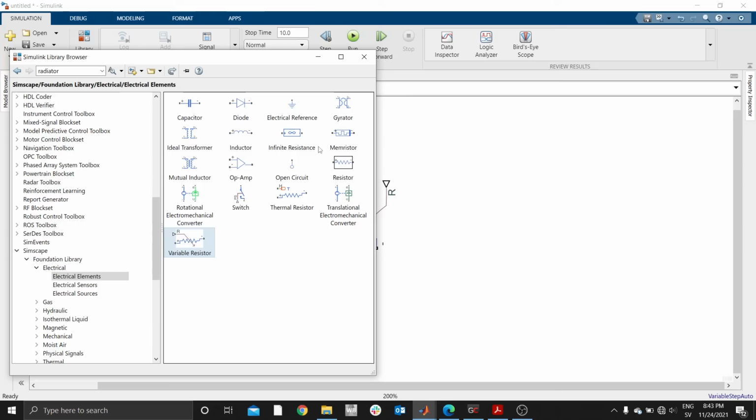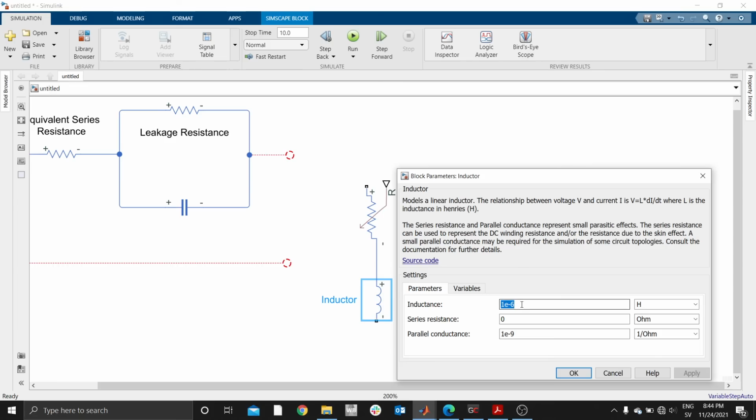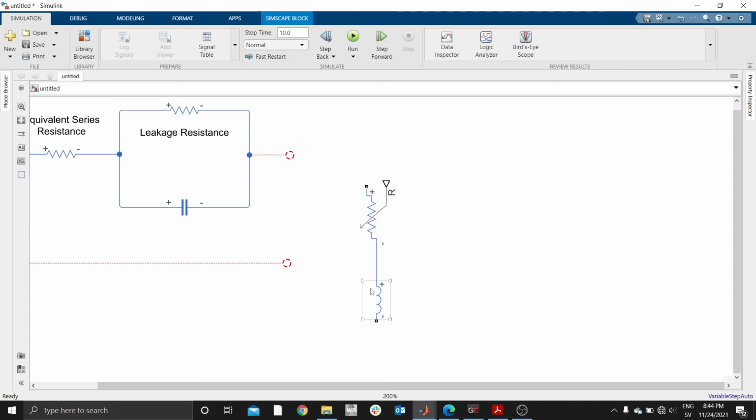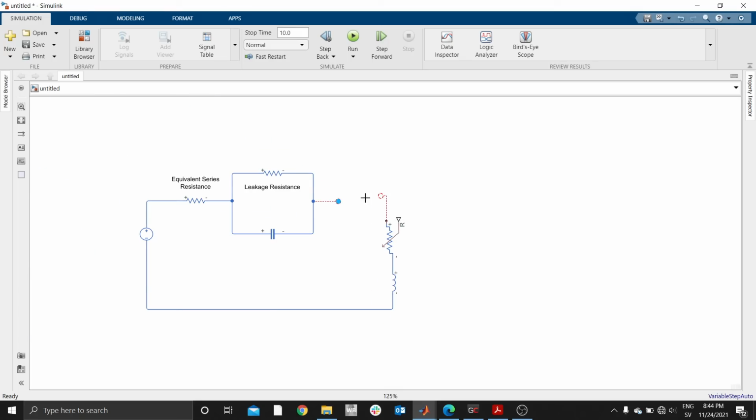And I'm going to include an inductor here. I won't go into deeper details of why I'm using an inductor. That is connected in series with the variable resistor. I'm going to use 0.1 Henry. Therefore, this is my load, and I need a negative terminal to be connected here, then a positive terminal to be connected to the positive port.